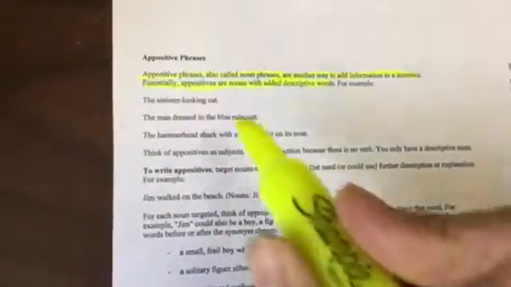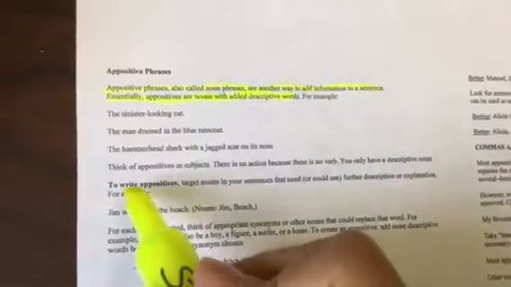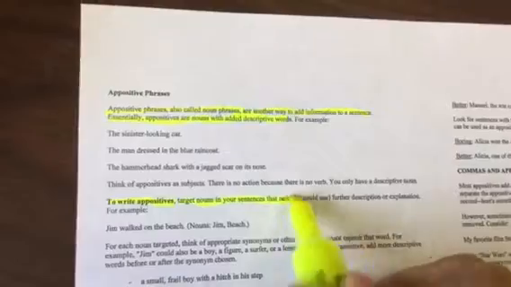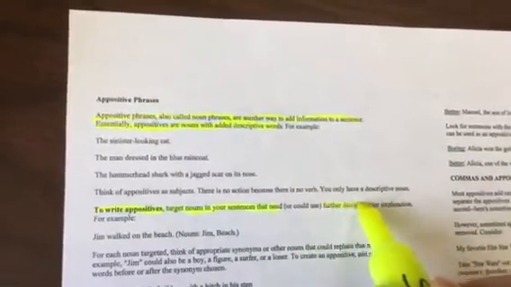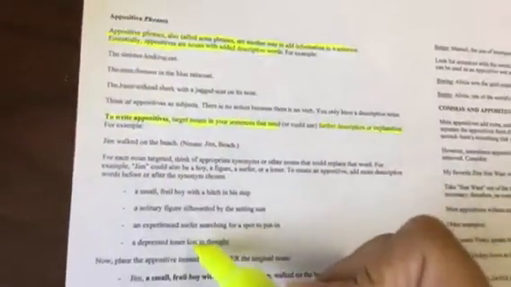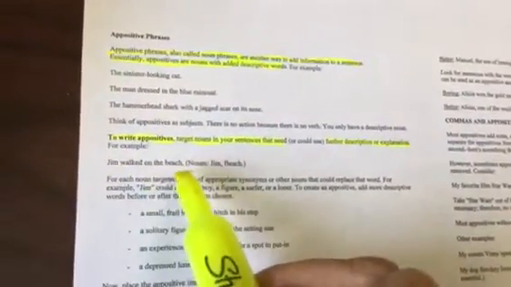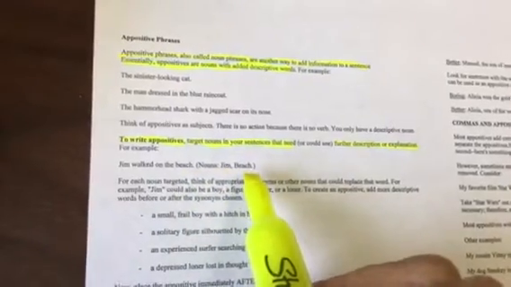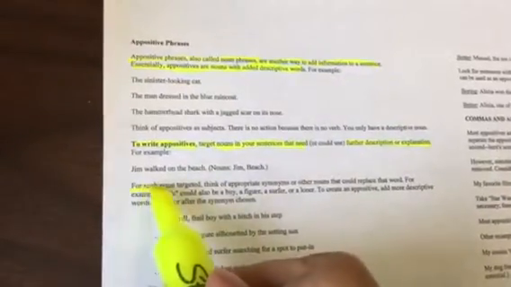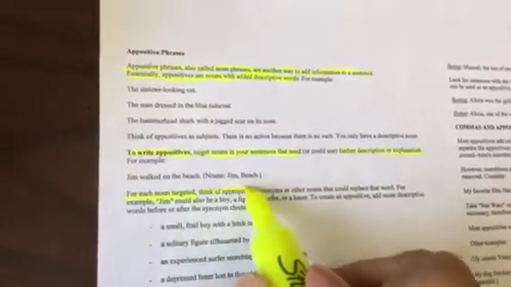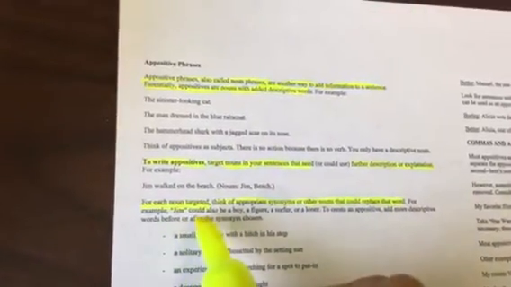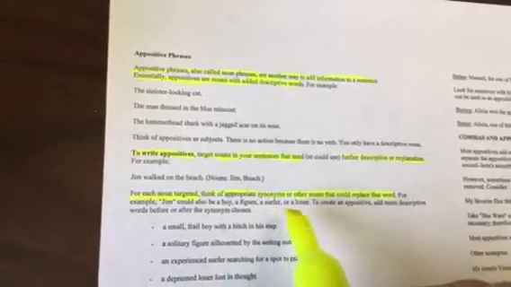And here you have some examples. To write appositives, you want to target nouns in your sentences that you used or could be used to further description or explanation. Okay. For example, Jim walked on the beach. The nouns are Jim and beach. I could write an appositive for Jim or for beach. Remember, for each noun targeted, think of appropriate synonyms or other nouns that could replace the word. For example, Jim could also be a boy, a figure, a surfer, or a loner.